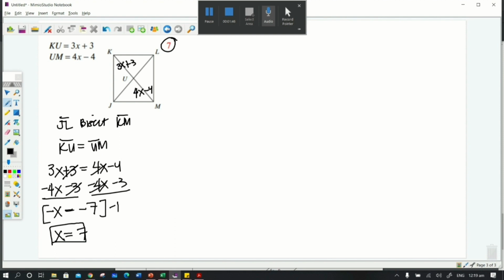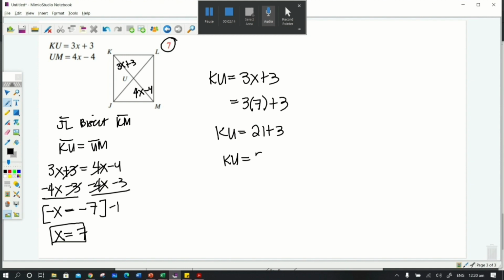Now, what if the question is, what is the measure of KU? So, if we're going to get the measure of KU, we will just simply substitute the value of x we obtained here. So, from the equation, 3x plus 3, that is now 3 multiplied by 7 plus 3. So, KU is equal to 21 plus 3, and the measure of KU is 24.